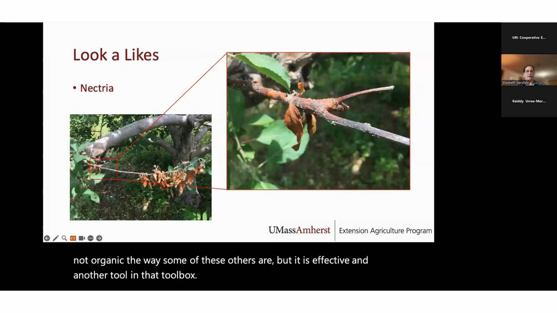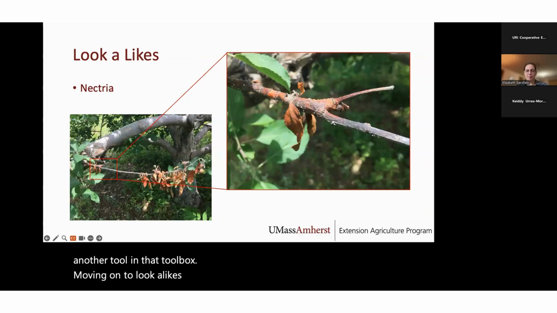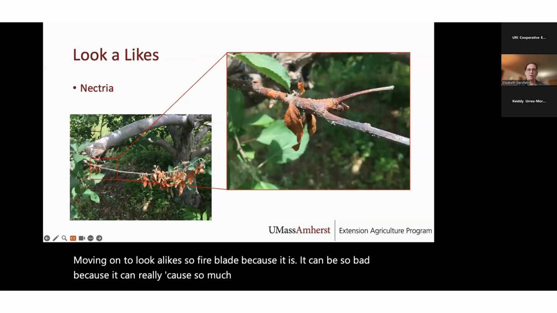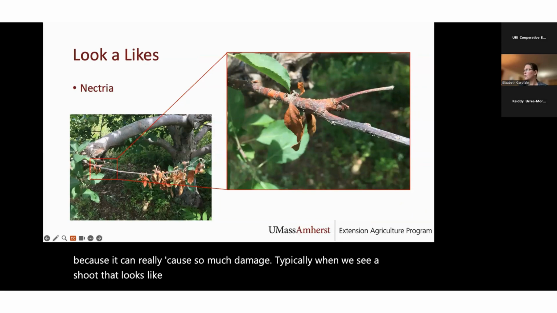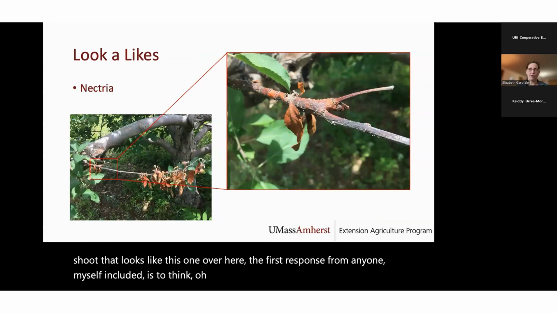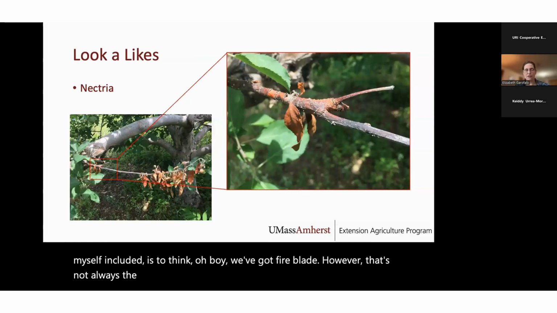Moving on to lookalikes. Fire blight can cause so much damage that typically, when we see a shoot that looks like this one over here, the first response from anyone, myself included, is to think, oh boy, we've got fire blight. However, that's not always the case. With this particular instance, we're dealing with Nectria.